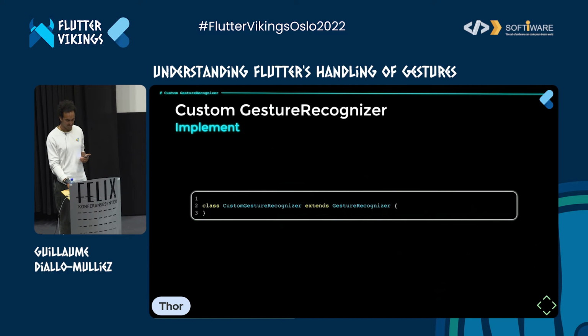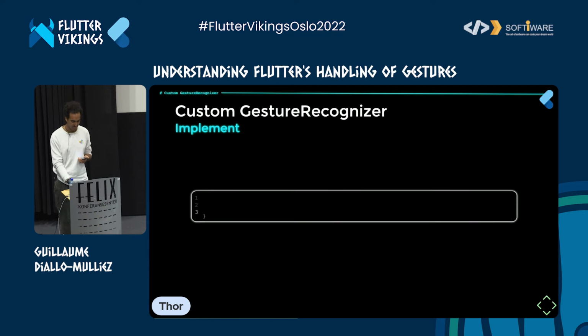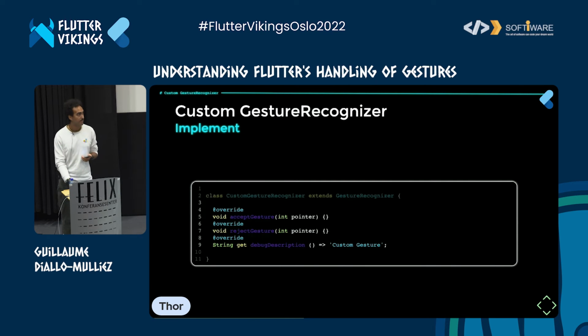So we have a custom gesture recognizer that obviously extends the gesture recognizer. You need to implement 3 methods: the debug description, which just returns some description of the gesture you want to create. And then you have 2 methods, accept gesture and reject gesture, that I will talk about a little later. So for now, we just leave them empty.